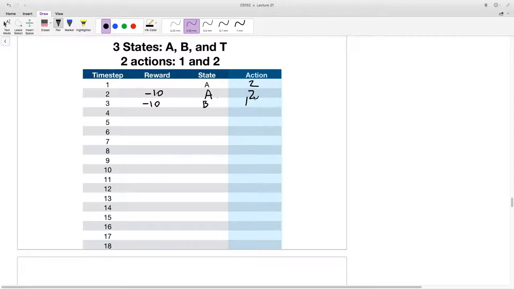All right, well, I heard one, I'll do one. I think I heard it first. So one is plus 40. And we're in state A.